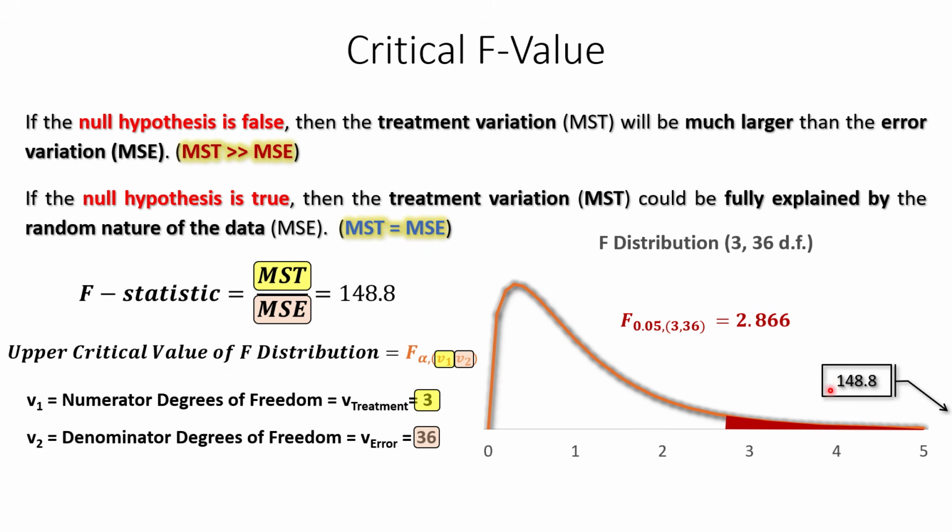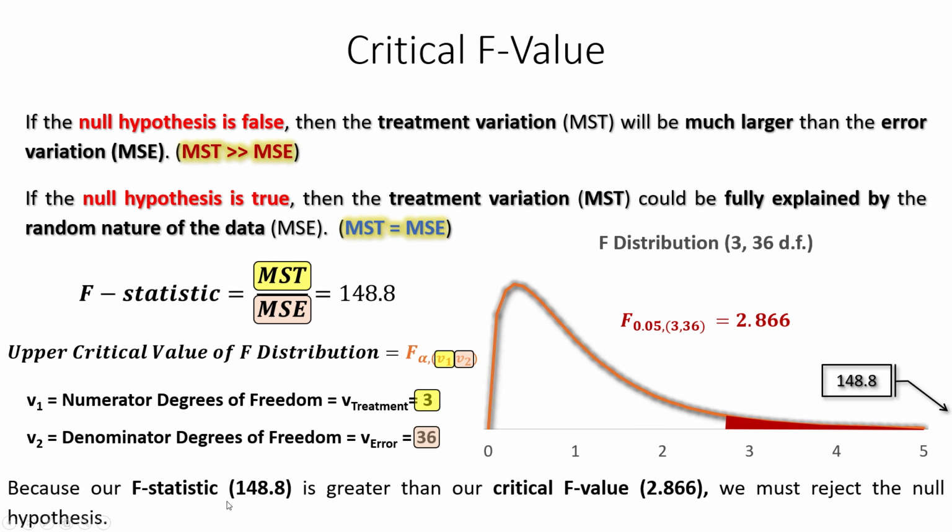In our particular case, our F statistic is huge. It's 148.8. It's way off the slide, way off to the right. Because our F statistic is greater than our critical value, we must reject the null hypothesis in favor of the alternative. Octane gas does have an impact on the horsepower of our vehicle, and the data proves it. That is the entire ANOVA process. That's how you do it.